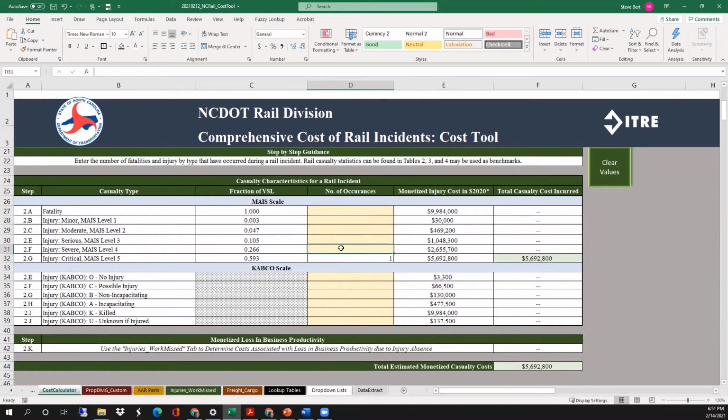2 severe injuries. And we do not know the injury status of 5 other individuals.